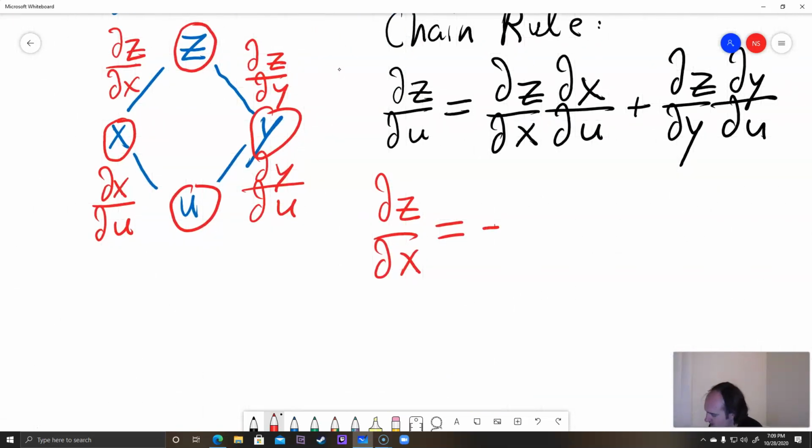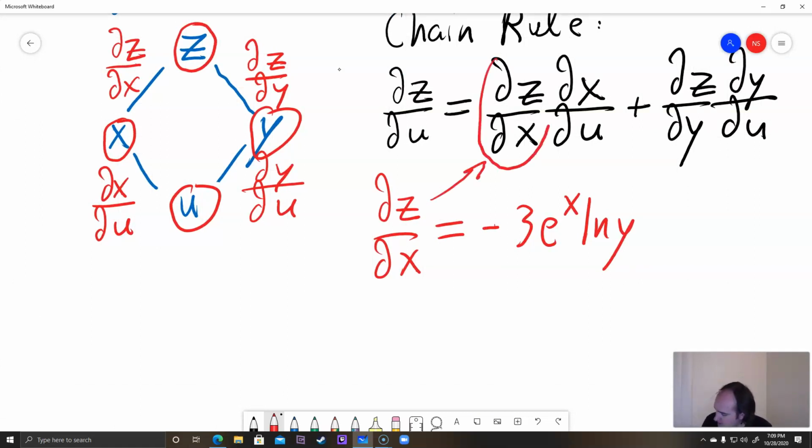Okay, so negative 3 e to the x times ln of y. So that's our partial z, partial x. That's that one right there that we calculated. And remember, when you're taking a partial derivative, the other variable is constant. So that's why y was constant there, because we were taking the derivative with respect to x.